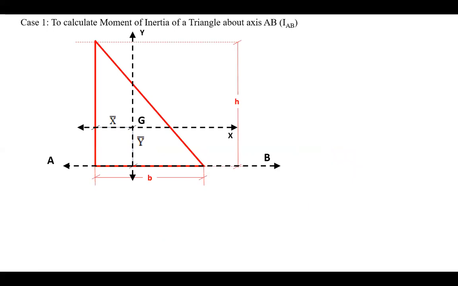So now consider the same triangle. To derive the moment of inertia, first we should find the second moment of a small elemental area, and then if you integrate it, we'll get the total moment of inertia. But there is a little difference in this triangle.